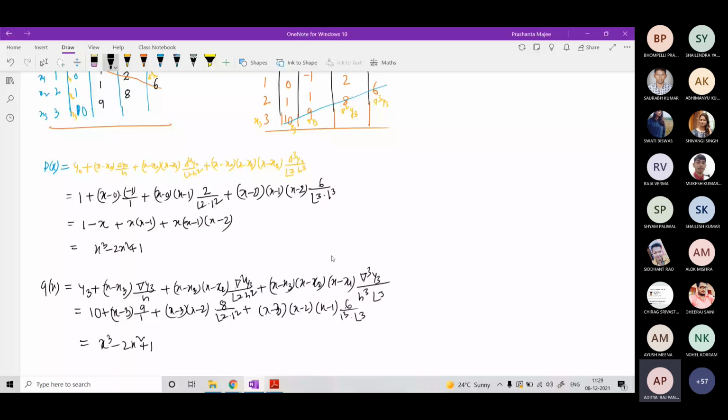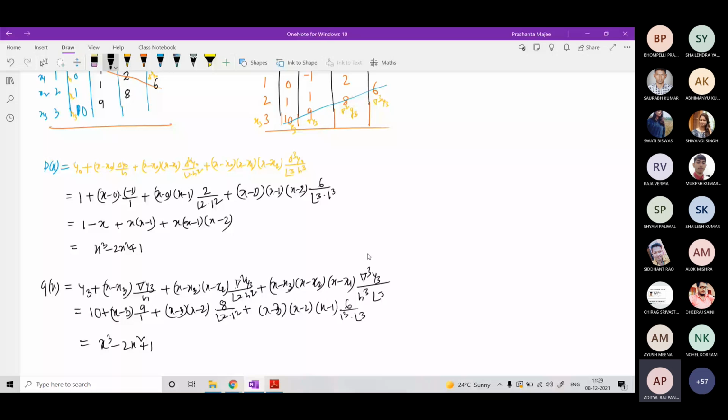So if you find out the polynomial using Newton's forward difference formula and Newton's backward difference formula, then you will end up with the same polynomial. So why should we study two different methods? Okay, so instead of finding the polynomial, sometimes you want to find out the value directly.